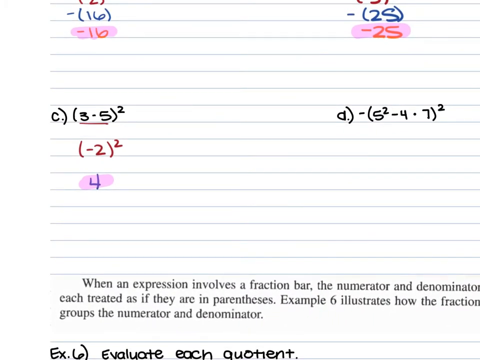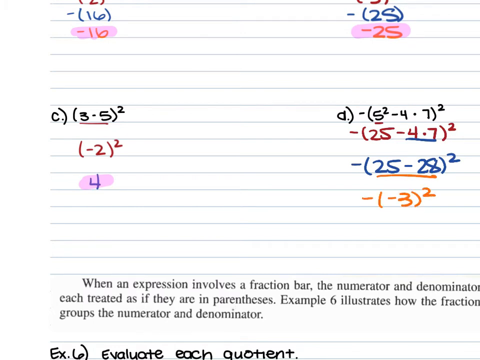For D, we have the opposite of (5 squared minus 4 times 7) squared. So inside those parentheses, we're going to do the 5 squared first. So this is going to give us the opposite of (25 minus 4 times 7) squared. Next, you want to do the 4 times 7, which is 28, giving the opposite of (25 minus 28) squared. Do the 25 minus 28 next. That's the opposite of negative 3 squared. Then do the negative 3 squared, which is 9. So the opposite of 9 gives us negative 9.